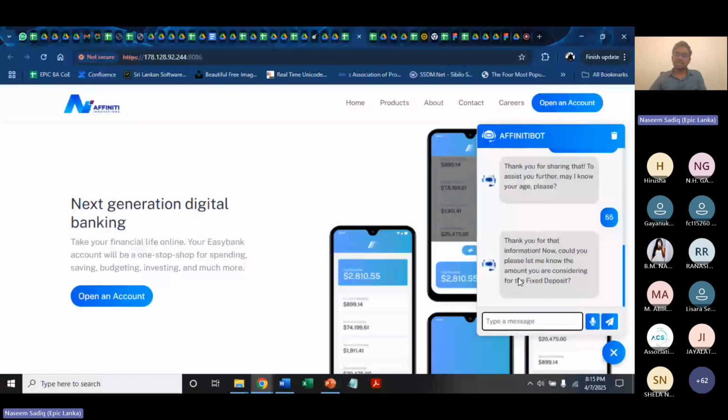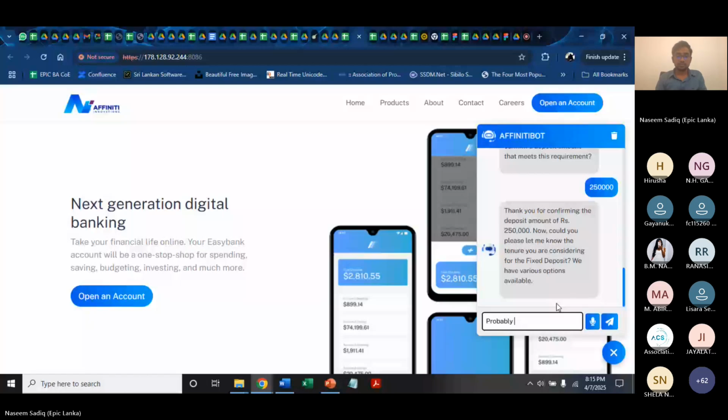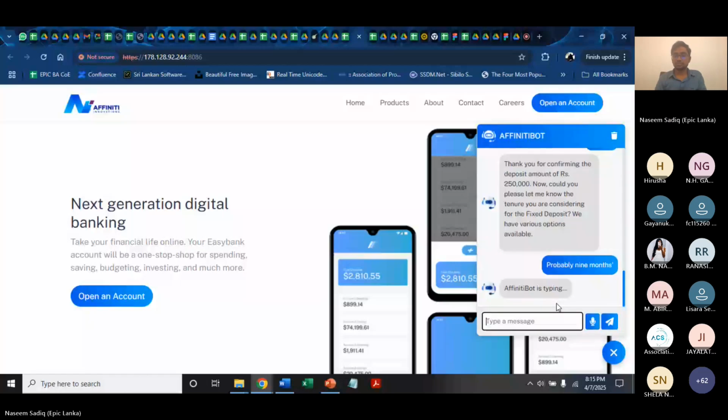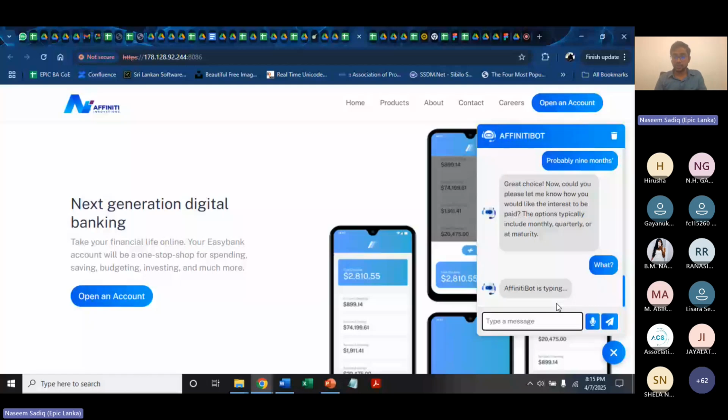So see the amount, let's say I just type a very big amount. So this is an intelligent chatbot. It says, it seems that the deposit amount you provided is quite high. Could you please confirm a deposit amount that meets this requirement? By the way, this also recognizes voice as well. So this is one bit of it in terms of how you bring some immersive technologies to bridge the gap. You can just confuse it. You can play around with that.